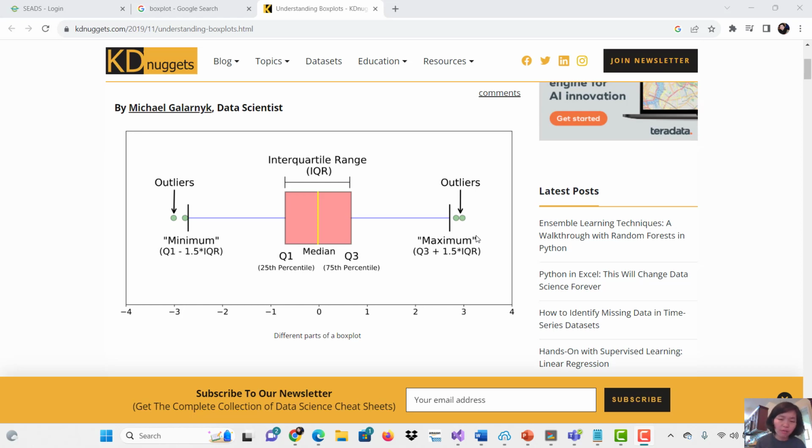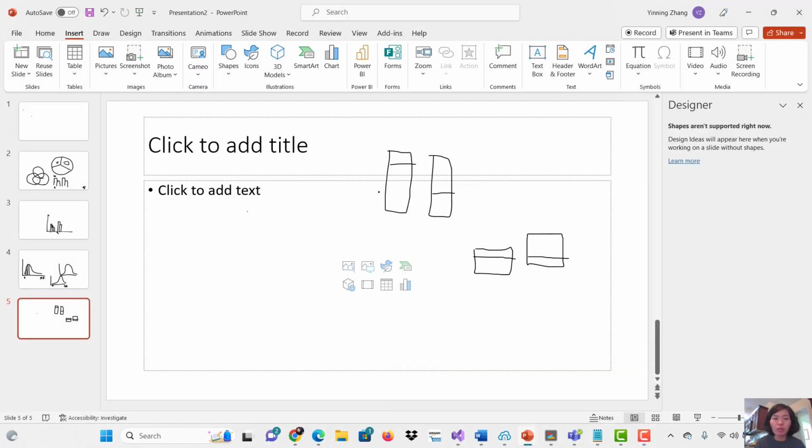For example, if it's about housing prices, there could be a few dots over here that are way above the average price because they are mansions, but they only have a few mansions there, right? So you could treat them as outliers, or you could include them when you're calculating the data. So this is a box plot.